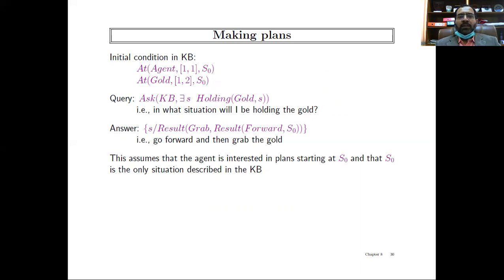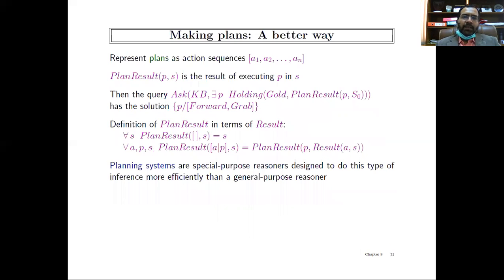This assumes that the agent is interested in plans starting at S naught, and that S naught is the only situation described in the KB. So S naught is given, and by using that S naught you can make that given statement, as you did in the case of go forward and then grab the gold. So that is the way in which these statements can be represented.